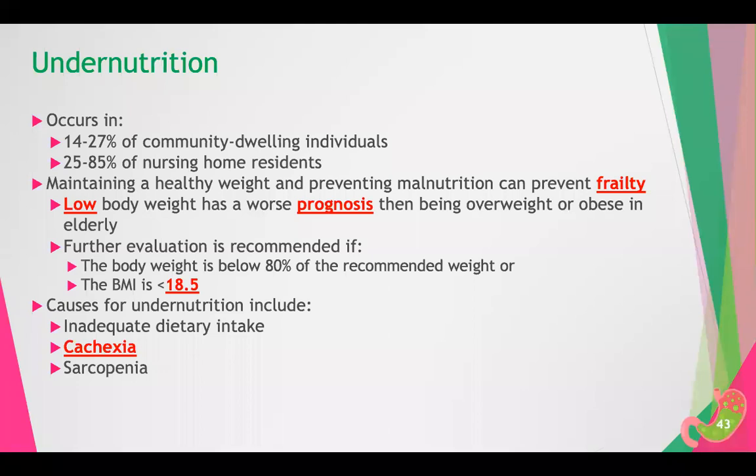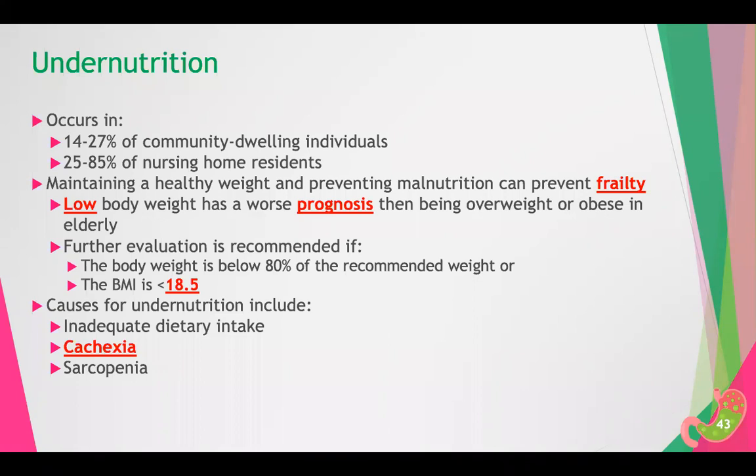So with undernutrition, this occurs in 14 to 27% of those individuals living out in the community, and between 25 and 85% of those who reside in long-term care facilities. So maintaining a healthy weight and preventing malnutrition can prevent frailty, and it has been shown that a low body weight has a worse prognosis than being overweight or obese in the elderly population. Further evaluation is recommended if the body weight is below 80% of the recommended weight, which they do have a recommended weight for older patients.